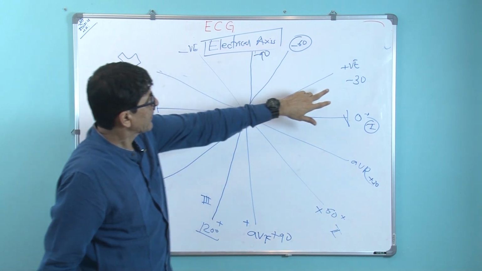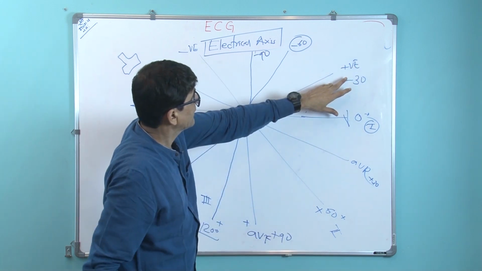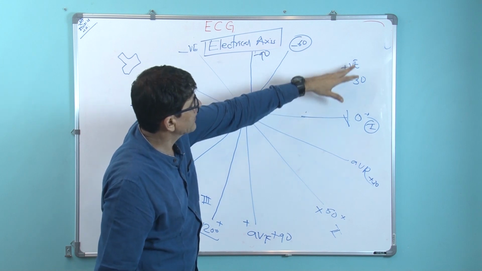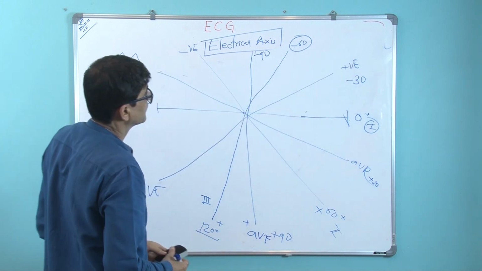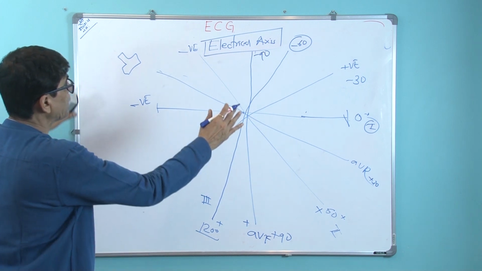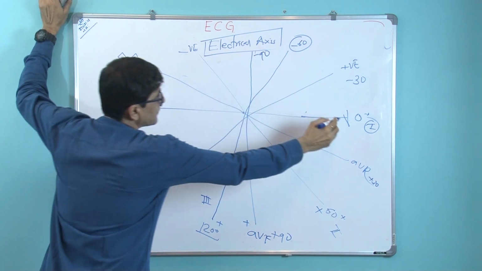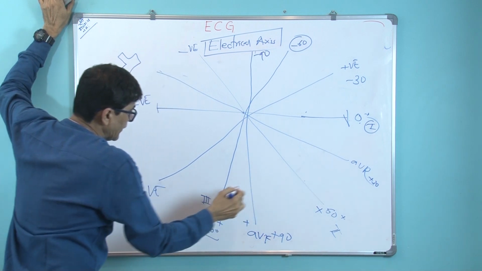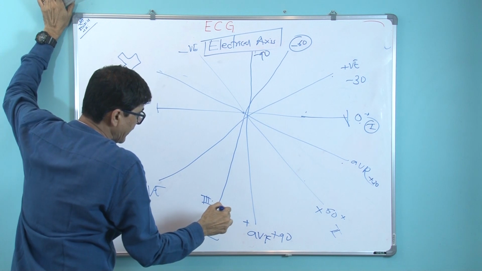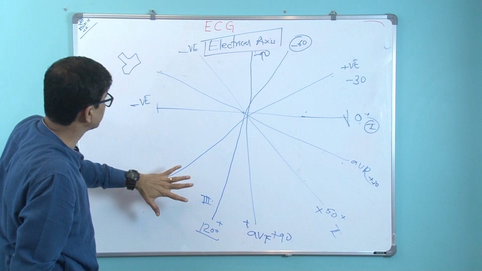So, if AVL is positive, it is minus 30. AVL negative will travel here. Okay. Now, this is lead 1, lead 2, lead 3, lead AVL, AVR and AVF. They are at 60 degree, 1, 2, 3 at 60 degree.